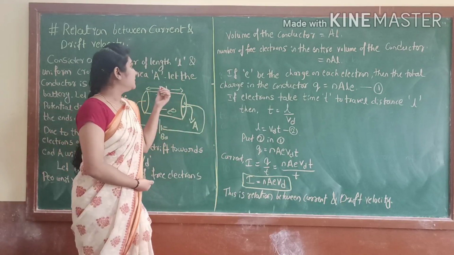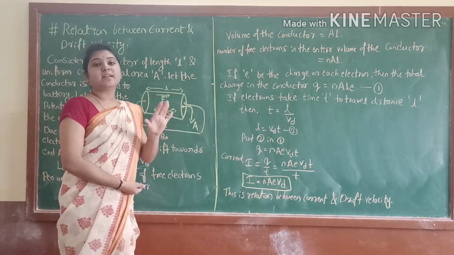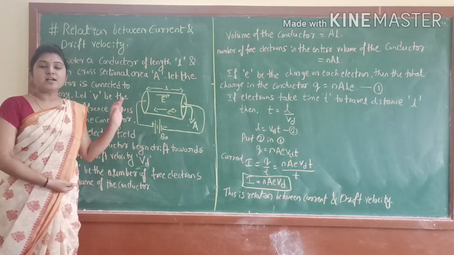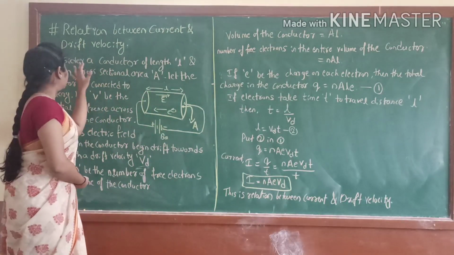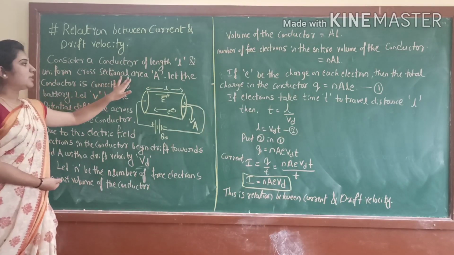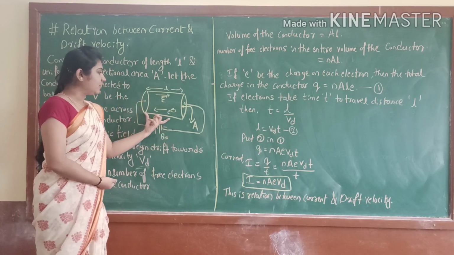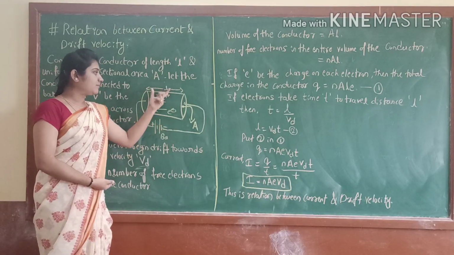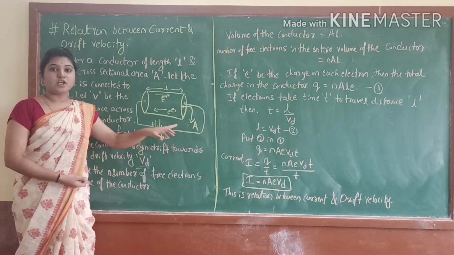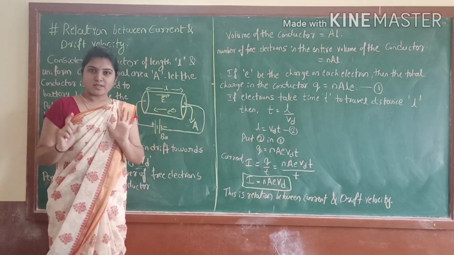So students, here we will discuss the relationship between the current and drift velocity, right? So here we have to consider one conductor first. Let's consider a conductor of length L and a uniform cross-sectional area A. So just consider one conductor here. This is the conductor which is having the length L and the uniform area of cross-section A. Uniform means the area will be uniform throughout the conductor, right?